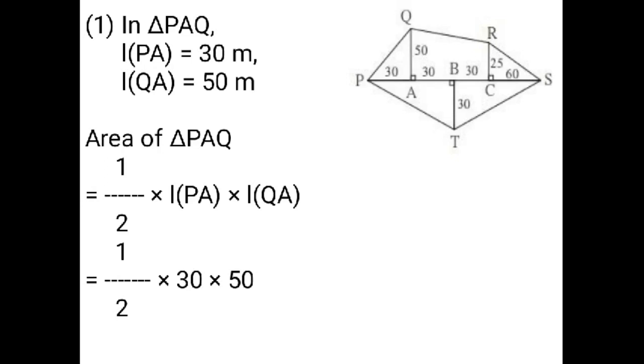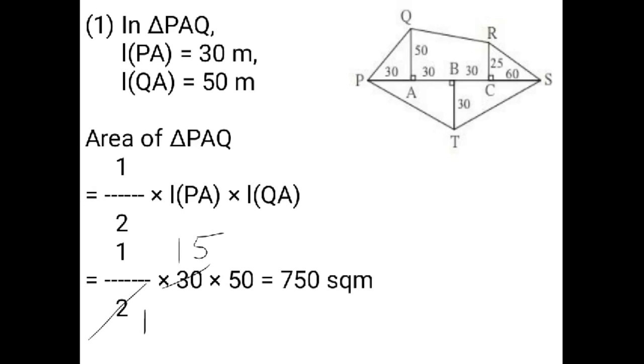Now you have to do two table cancellation. 2 ones are 2, 15s are 30. Now you have to multiply 15 into 50. We already know the table of 15. 15 zeros are 0, 15 5s are 75. If you multiply 15 into 50, the answer is 750 square meter.